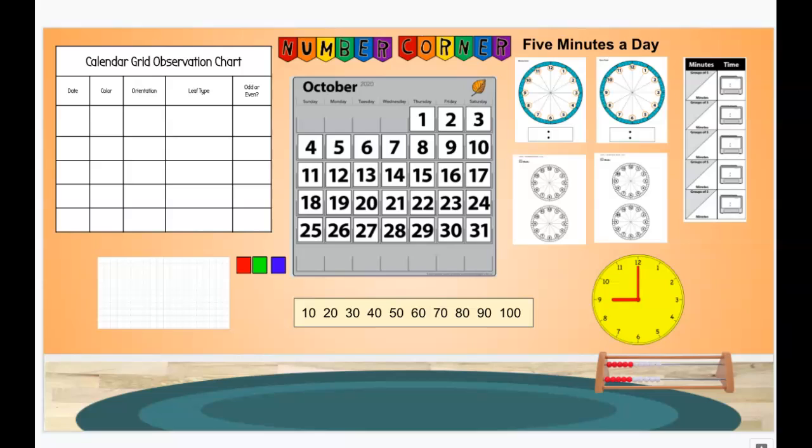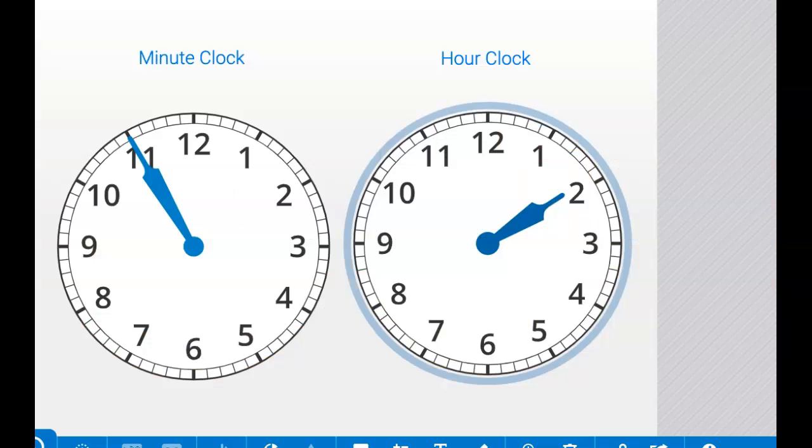For Number Corner today, we will be collecting our last few groups of 5 minutes a day for our calendar collector for October. So let's have a look at our clocks and see how they have changed. Last time we looked at our clock, our time read 1:40. What do you notice about our clocks now?